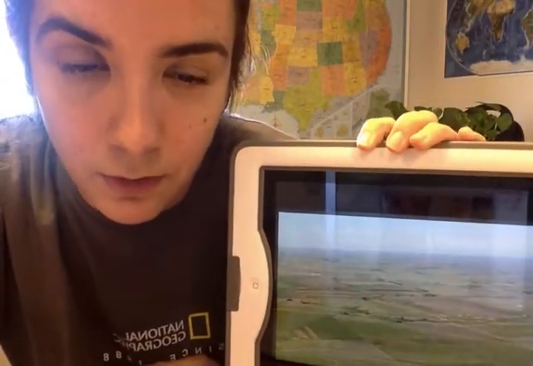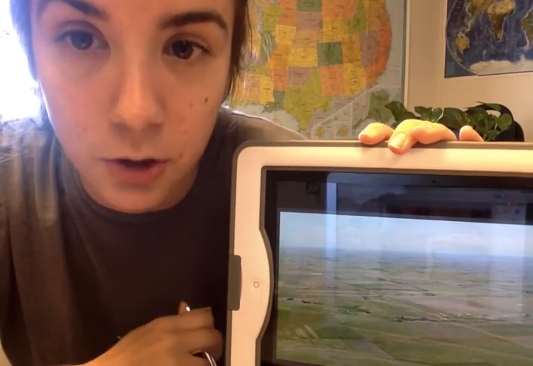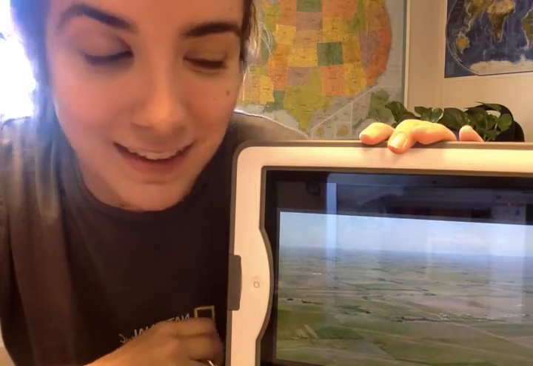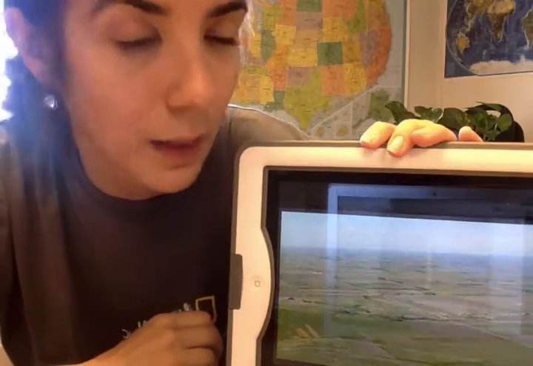Here's one that we had been looking at earlier. It's flat, plain looking. People like to settle there. A plain.